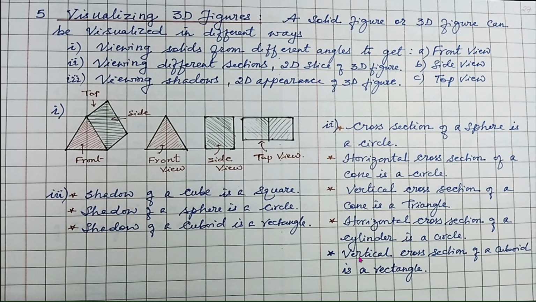Now also viewing the shadows. If you get the shadow of a cube, it appears like a square. The shadow of a sphere is a circle, and the shadow of a cuboid is a rectangle. So that is viewing the shadows, giving us the 2D appearance of the 3D figures. Remember that.